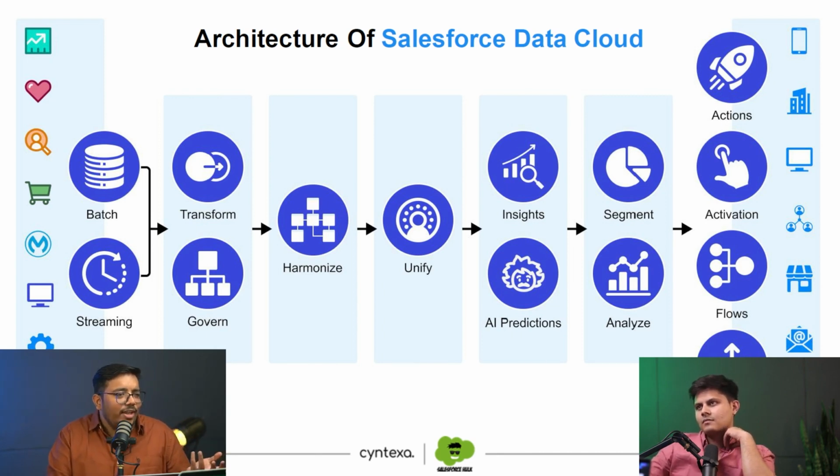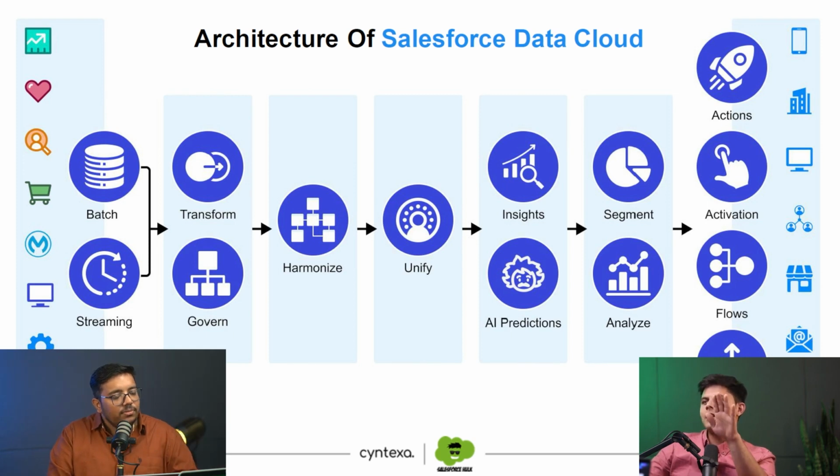Because the more information you give to the generative AI, the better the result, the better output it produces. So it will definitely help us in that. Then we have insights and AI predictions. When we have unified the data, we can do insights and do AI predictions.